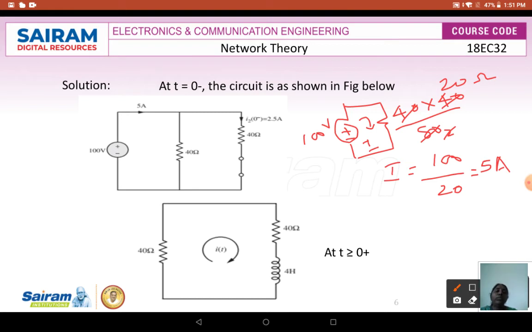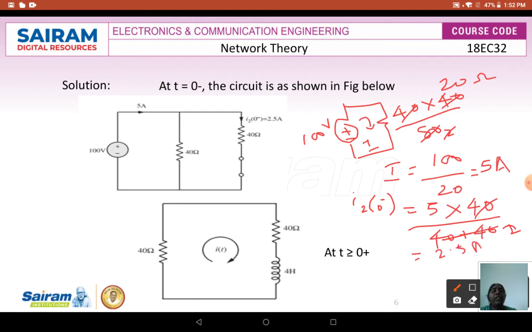To find your I2 of 0 minus, I can apply the current divider rule. So your I2 of 0 minus is equivalent to your total current, which is 5 amps, into the opposite resistance, which is 40, divided by the total resistance, 40 plus 40, that is 80. Here we have this 40 and this 40, this one will get cancelled and I will get 2. So 5 divided by 2 is 2.5 amps. So we have your I2 of 0 minus to be 2.5 amps.